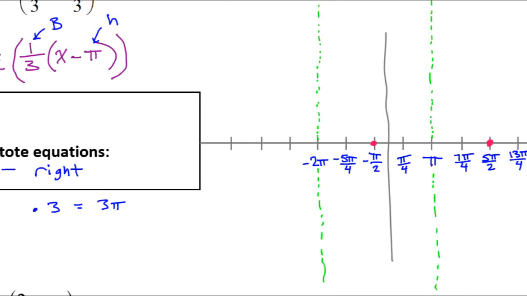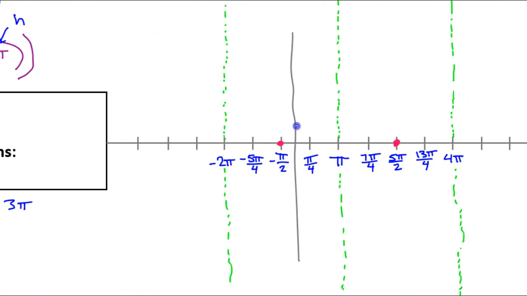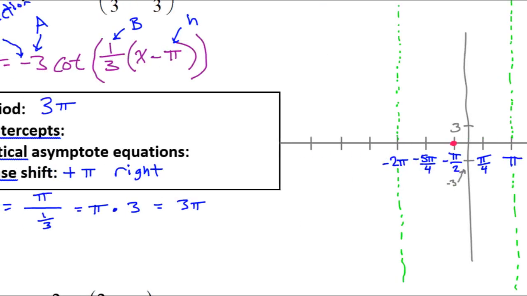Let's check out that a value. The a value is negative 3. So focusing on the 3 for a minute, I'm going to go up a little bit and call this 3. I'm going to go down a little bit and call this negative 3. There's not really space for it, but that's negative 3 up there. Okay, now we are graphing cotangent.